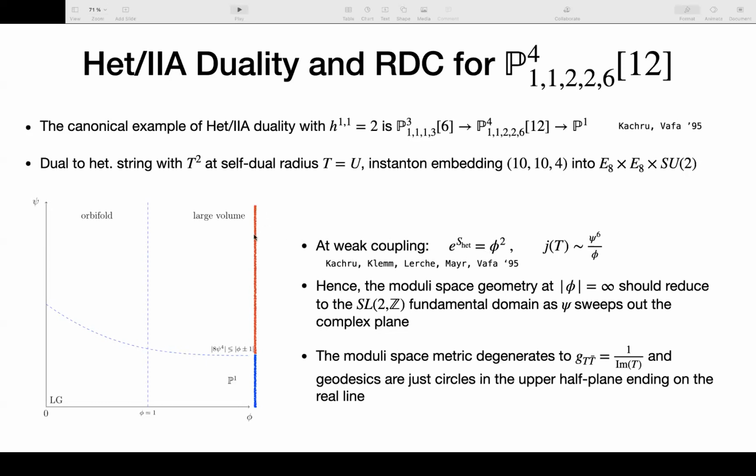So if we just look at this slice of the moduli space, by going over all values of psi, we basically sweep out the SL2 fundamental domain of T under the pre-image of the J function. So the moduli space on this slice here degenerates to the upper half plane modulo the SL2 transformations. And the metric on the moduli space in type 2A degenerates to the hyperbolic metric on the upper half plane. And the geodesics are just circles in the upper half plane ending on the real line.